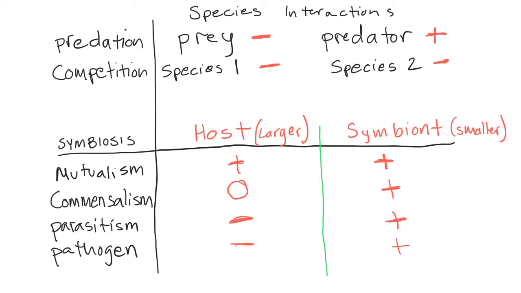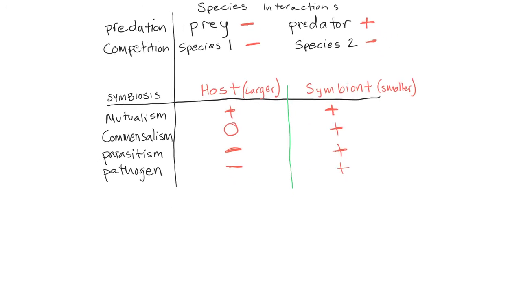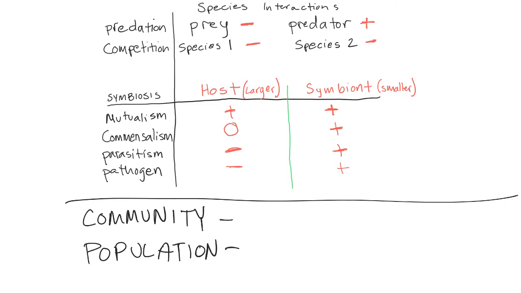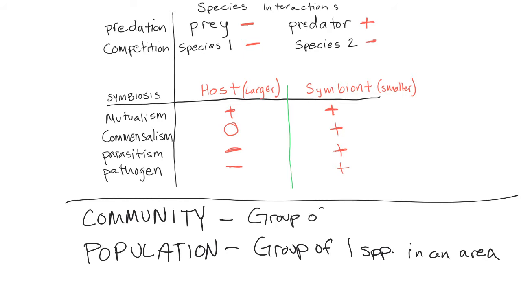Talk about that. Make a little space here. All right, what's a community? It's all the organisms in one area, right? Yes, good. How does it differ from a population? Population is one species. Okay, good. So a population is a group of one species, and a community is, so spp is an abbreviation for species, all right? So a group of multiple species in an area is our community.